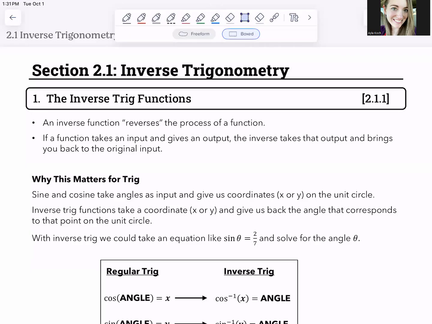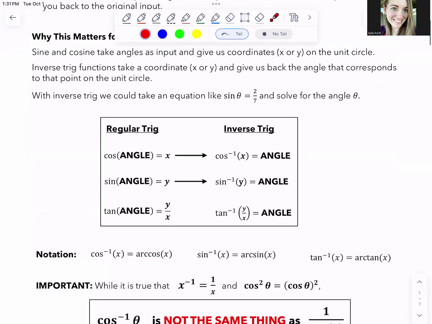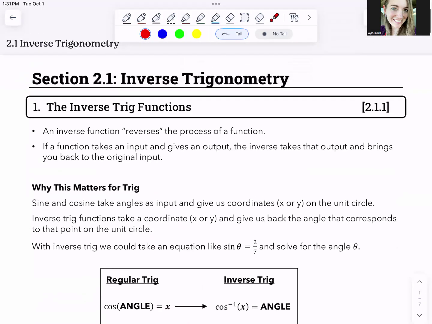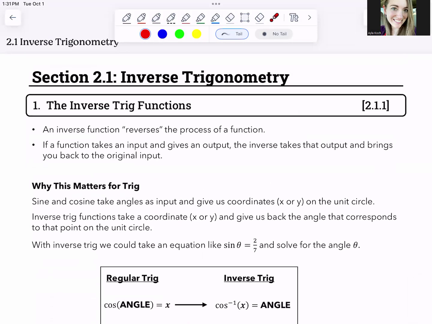Inverse trigonometry. All right. So we've talked about our regular trig functions. Those ones take in angles as input. They output either x or y coordinates on the unit circle or SOHCAHTOA ratios, depending on how you're looking at it. Inverse trigonometry, we're going to take it back to pre-calc 1 now, and we're going to talk about undoing a function, taking an x coordinate or a y coordinate or a ratio and turning it back into an angle.